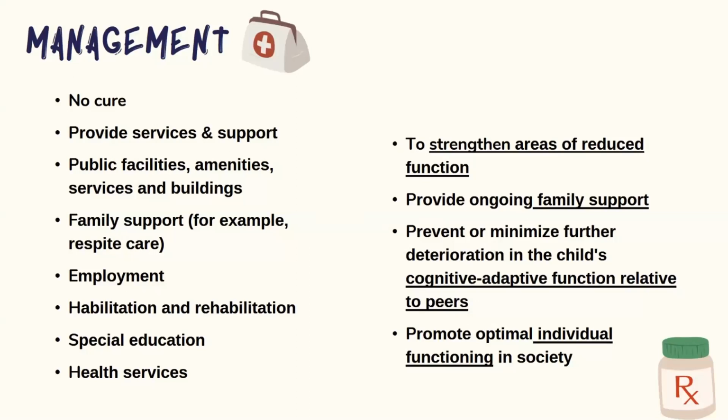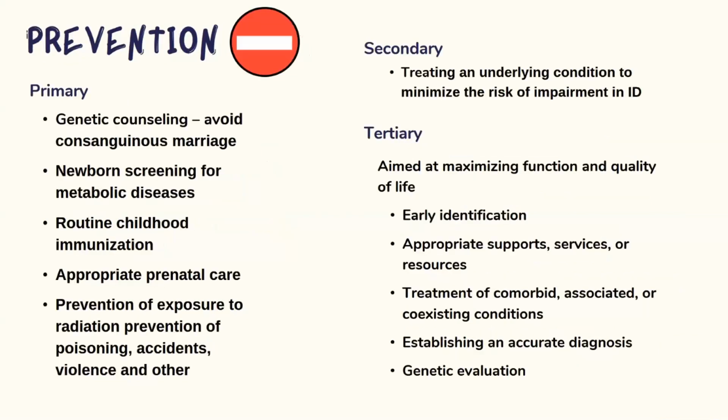The main aim here is to strengthen the areas of reduced function, to provide any family support, and to minimize the deterioration of the child's cognitive adaptive function relative to peers. And we can also promote optimal individual function in society, especially for those who have ID. All right, so next.